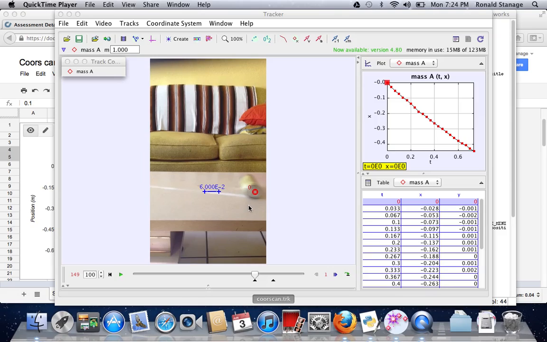Now, you'll notice that I have my calibration stick in the center of the screen. That's because, since I use a cylinder, that was the easiest spot for me to show that it was about 6 centimeters wide, when it was closest to being a perfect circle.